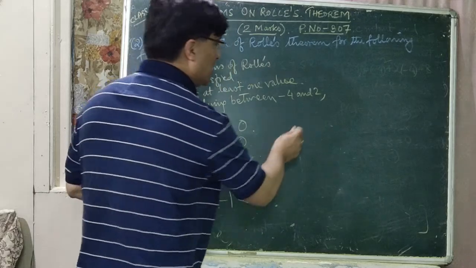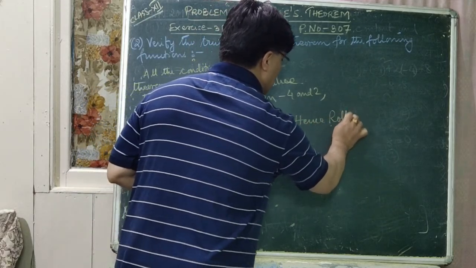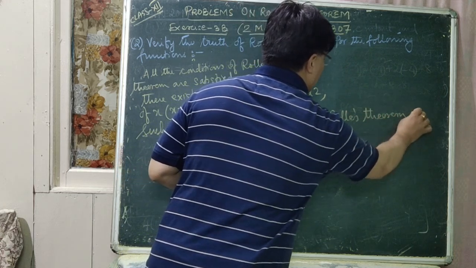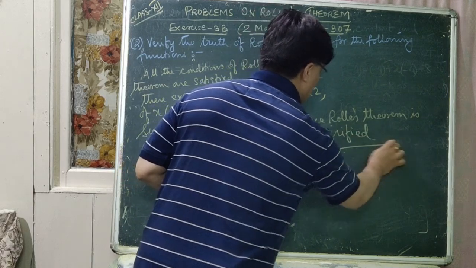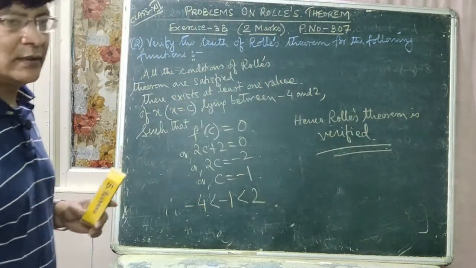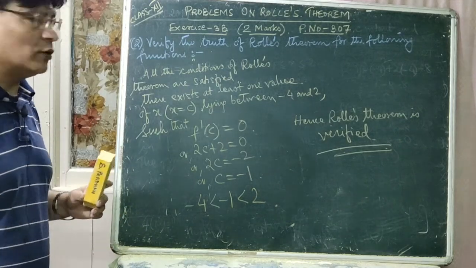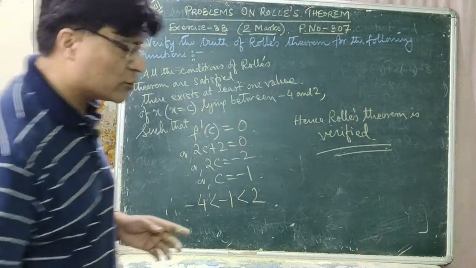So we can write down, hence Rolle's theorem is verified. So this is the method for doing the problem of Rolle's theorem. Okay, so we can copy it. Now we'll do the next question.